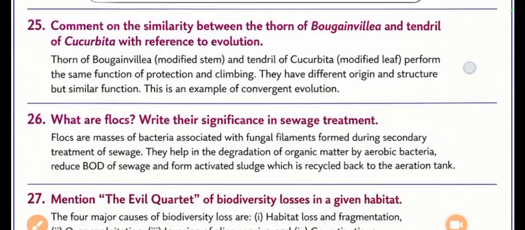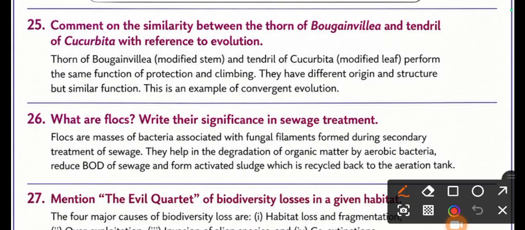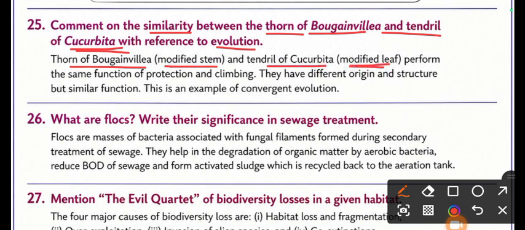Then we have the 25th question: comment on the similarity between thorns of bougainvillea and tendrils of cucurbita with reference to evolution. So thorns of bougainvillea are modified stems and tendrils of cucurbita are modified leaves, but they perform the same function, that is protection and climbing. So they show convergent evolution, and as they perform the same function, they belong to analogous organs.